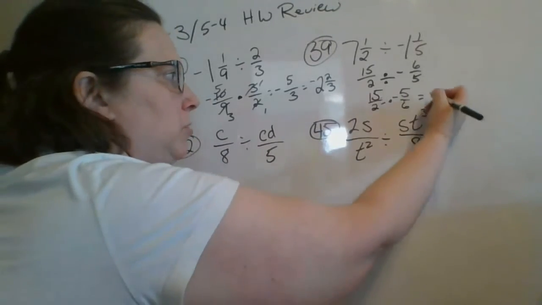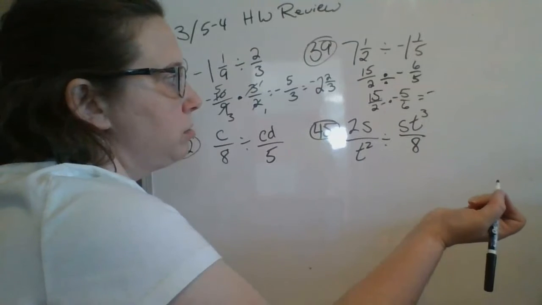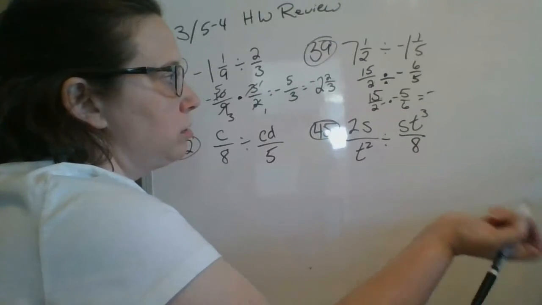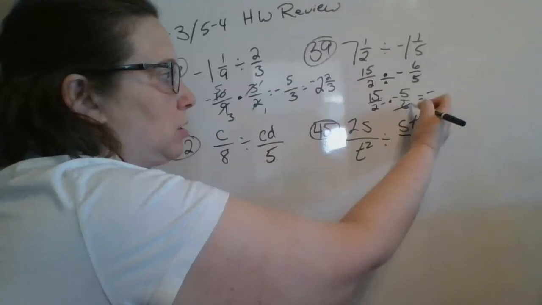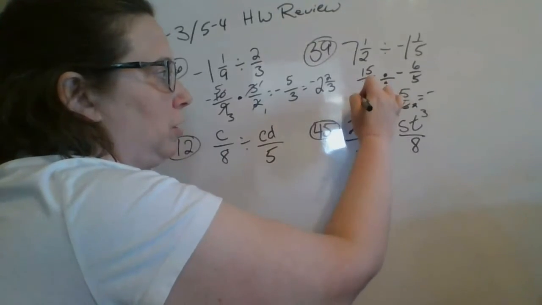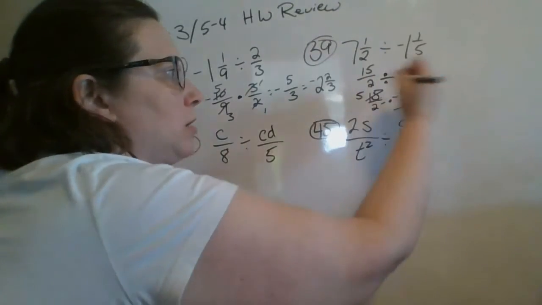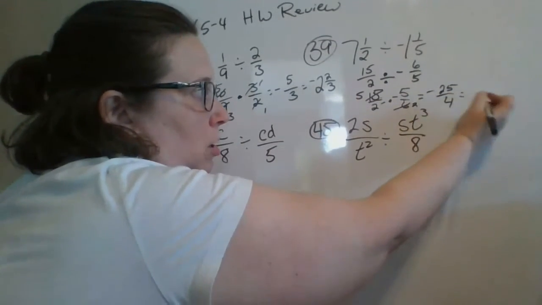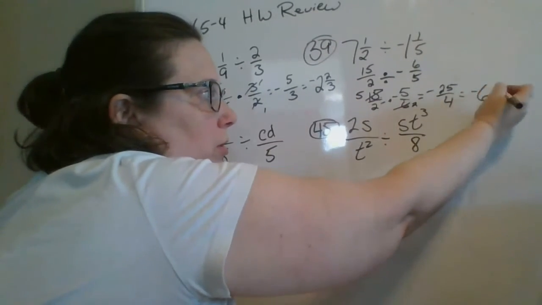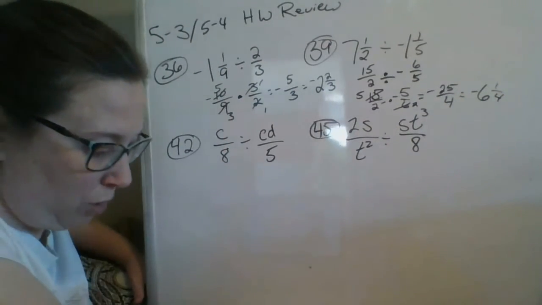So we still have positive times negative, which would be negative. And oh, 3 goes into 6 twice. 3 goes into 15 5 times. And that's it. So 5 times 5 is 25. 2 times 2 is 4. This will go in 6, and I'd have 1 left over, so -6 1/4.